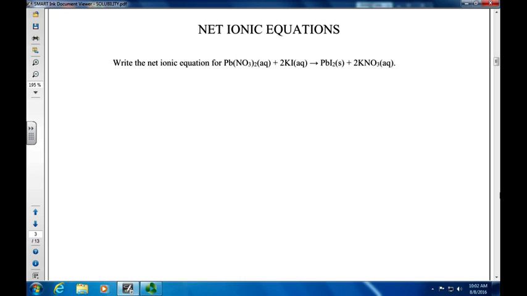Hello, my name is Robert Smith and I'm with New River Community College's Academic Assistants, and today we are discussing net ionic equations. So we're given the task of writing the net ionic equation for the chemical equation given above.